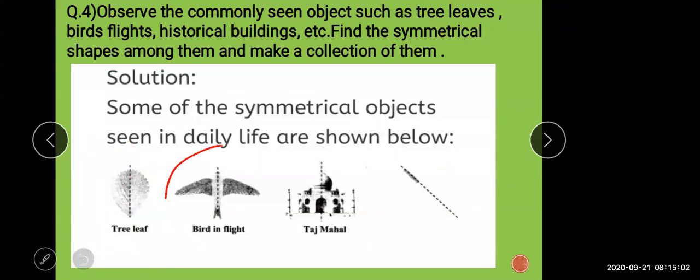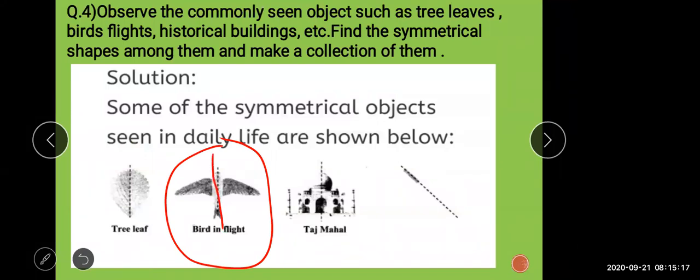Now the second, bird. A flying bird, or bird in flight. When we see it from the side, we can observe its two parts. Find the symmetry as with the leaf. Look at here, this bird exactly falls into two similar parts of similar size.